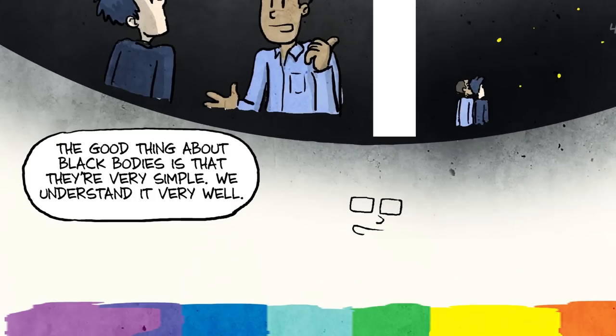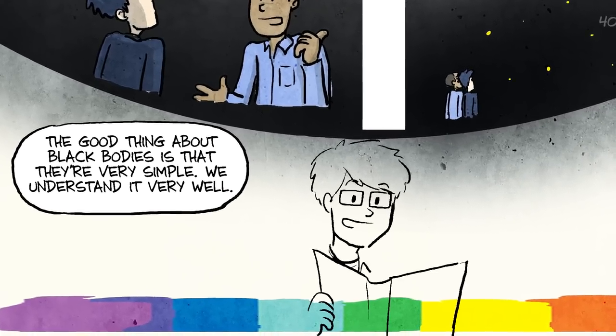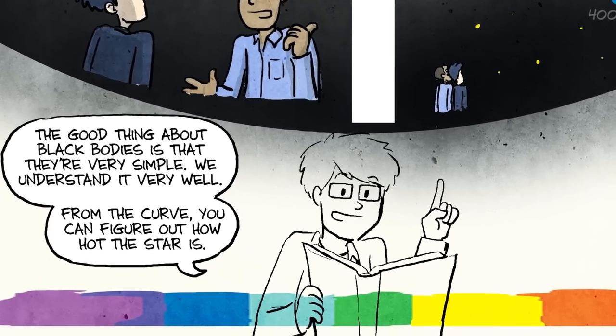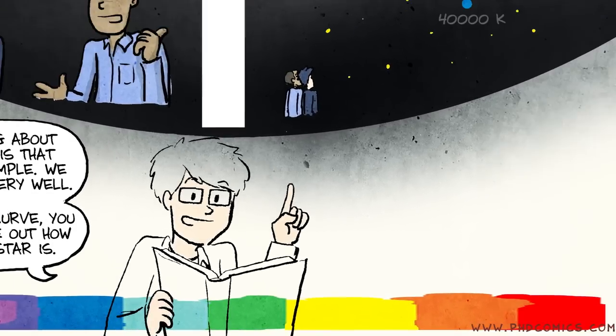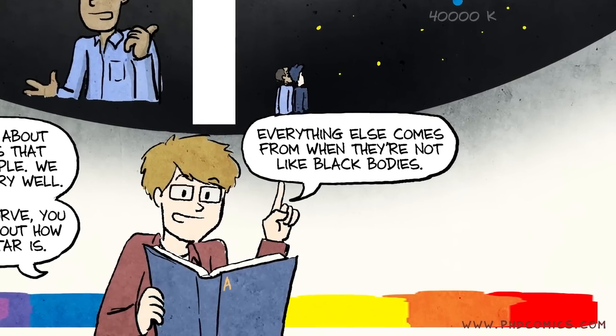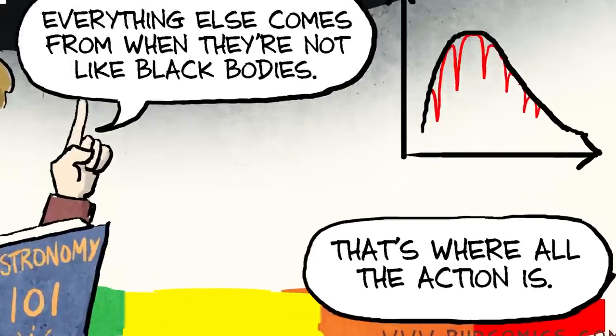So the good thing about black bodies is that once we understand them, they're very simple. This curve that we see from a star, we can understand it very well. You can figure out the temperature of the star, and that's it. And so everything else we know about these stars comes from when they're not black bodies. This is astrophysics at its most basic. The deviations away from it is where all the action is.